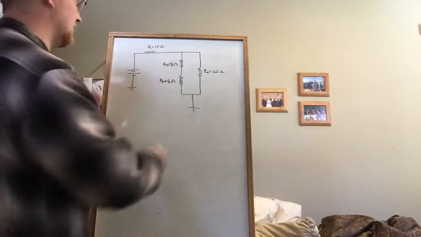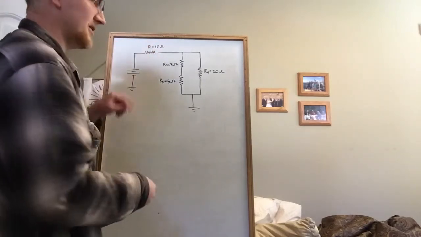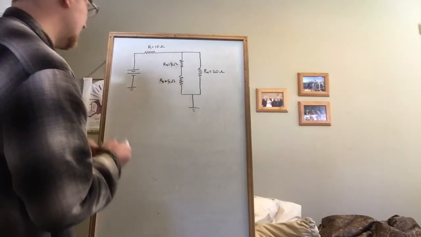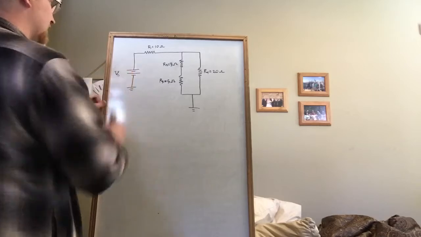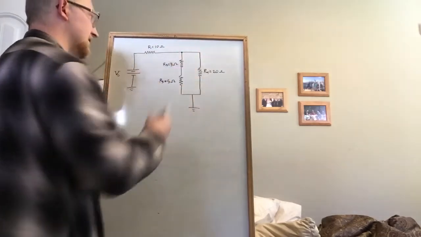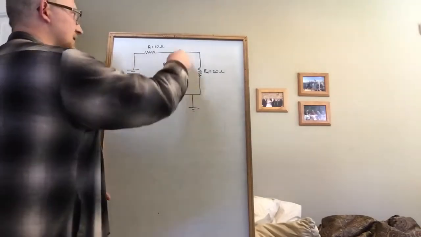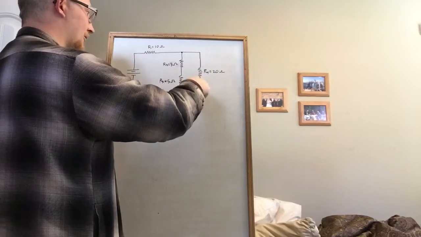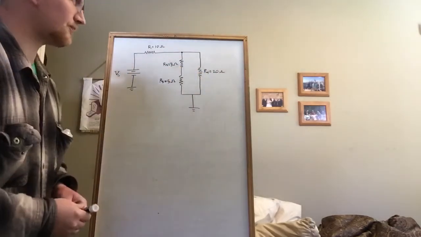Now notice that flowing across R1, we don't have any choice. We have to flow across R1 with our voltage source right here, and we have to go through R1. But once we get to this point, we get two choices. We can split left or right. If we split right, we go through R4. If we split left, we have to go through R2 and R3.